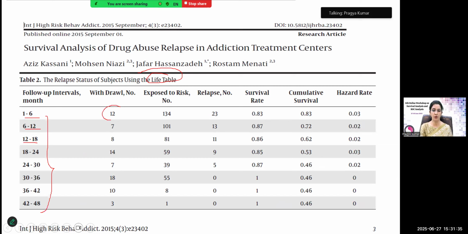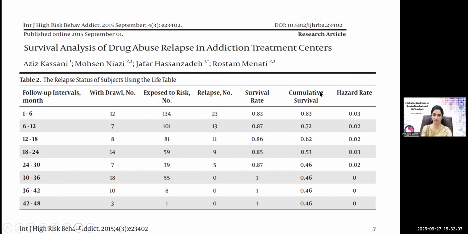And this is the withdrawal number. This is the number exposed. And this is the relapse. And this is the survival rate. Basically, their event was drug abuse relapse. Since this is an interval, you don't have the exact time, but this 23 is the event. And then they have calculated the survival and the cumulative survival. This table you actually get from the software.